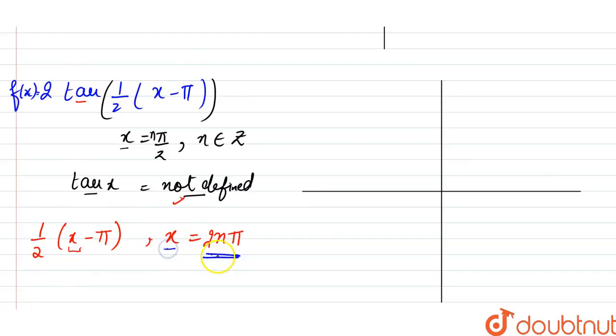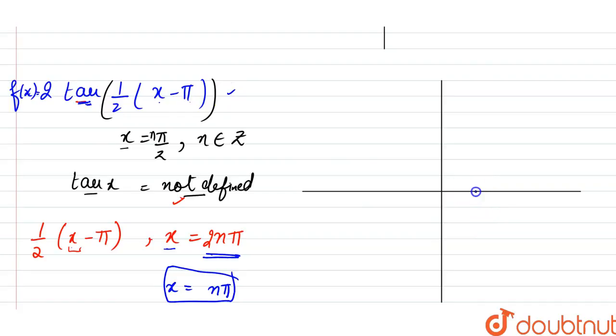That is, at x equals 2n pi, this function will attain y asymptotes, and if we put x equals n pi, then the value of the angle will become pi minus pi, that will be 0, that is tan 0, that is 0. So we have got some of the values. We can plot the graph for the function.